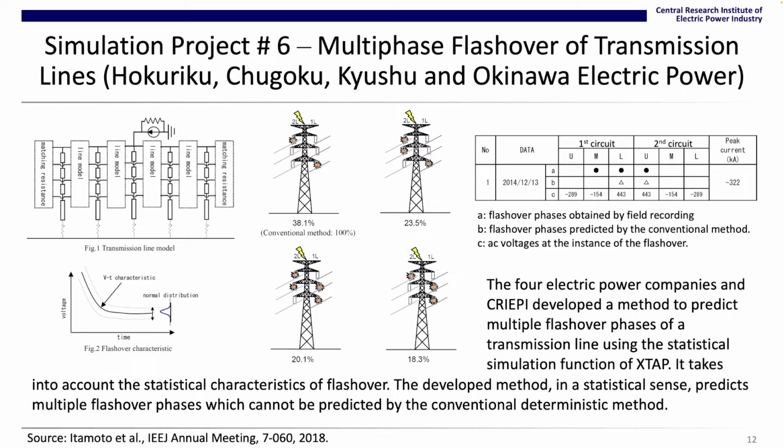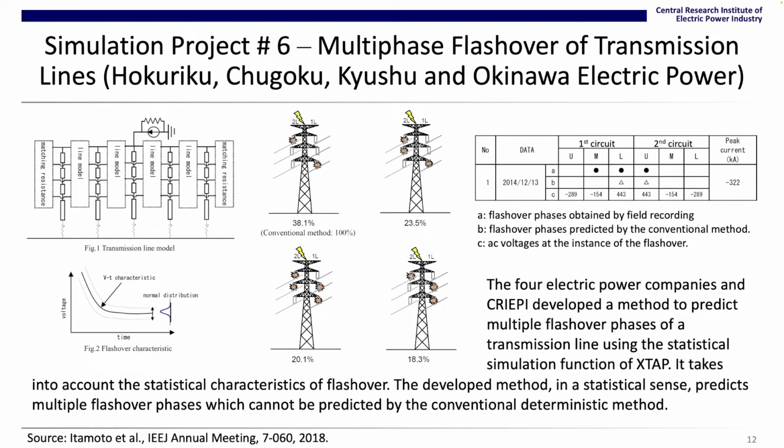For instance, the right upper table shows real flashover due to lightning on December 13, 2014. Flashover occurred on the middle and lower phases of the first circuit, and also on the upper phase of the second circuit, as shown by the right bottom case in the middle four figures. If the conventional deterministic method is used for the prediction, however, it gives the result where flashover occurs on the lower phase of the first circuit and also on the upper phase of the second circuit.